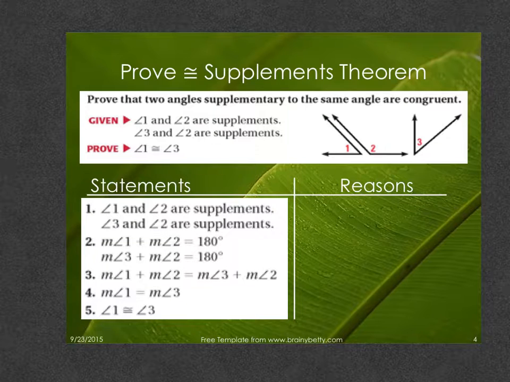Now it's in specific statements. So what's step 1? Angle 1 and 2 are supplements, and 3 and 2 are supplements. Given. Step 2 says the measure of angle 1 plus the measure of angle 2 equals 180. The measure of angle 3 plus the measure of angle 2 equals 180.